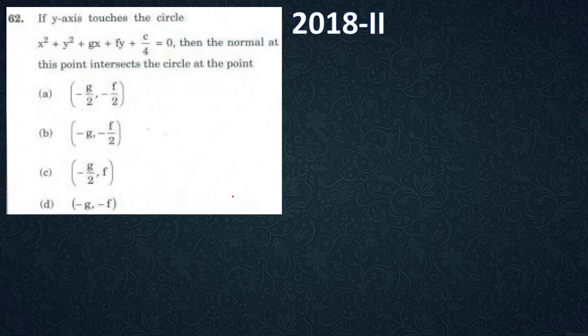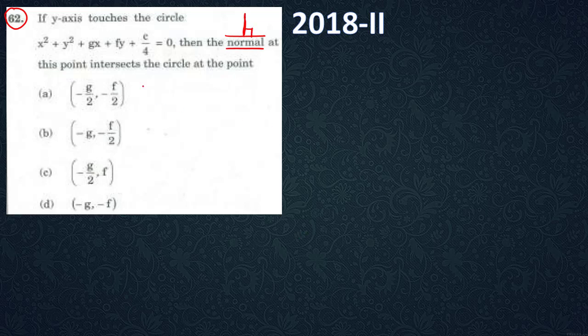Next one, this question should be solved in 10 seconds. Just use your intelligence, you will get the answer. See here, if the y-axis touches the circle x square plus y square plus gx plus fy plus c by 4 equals 0, then the normal at this point intersects the circle at which point? What is a normal? In one of my previous videos I told you normal is anything which is perpendicular.